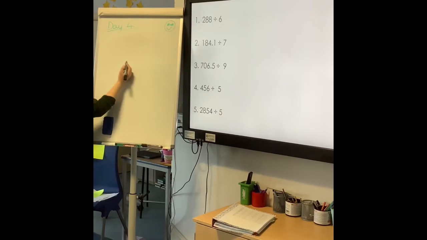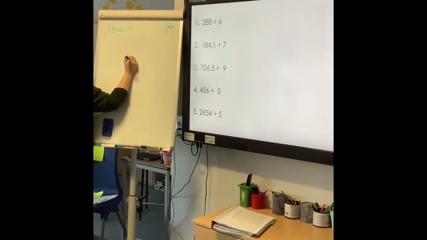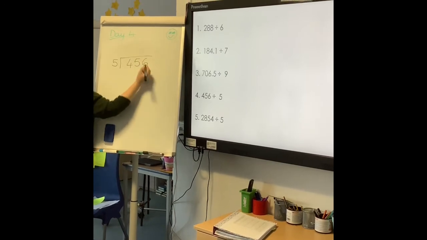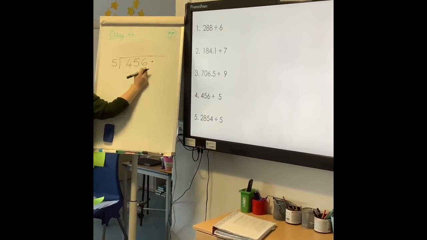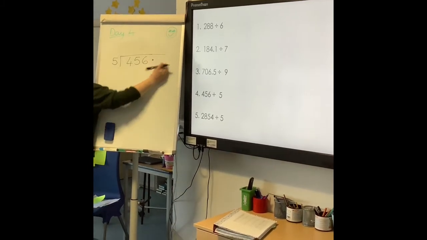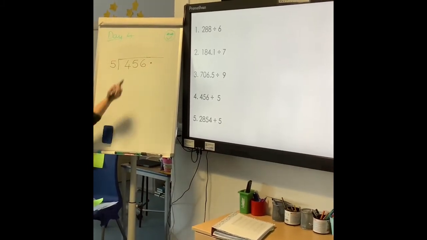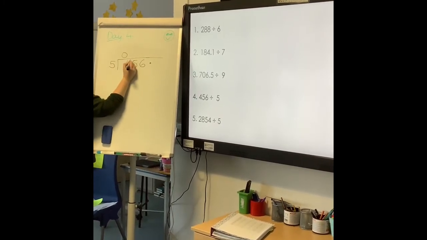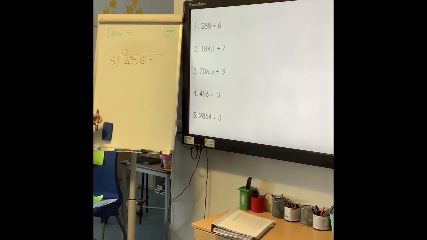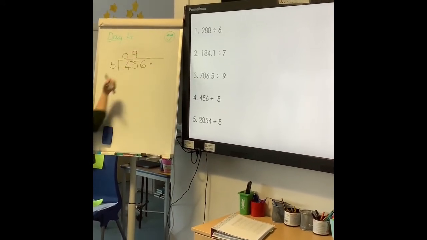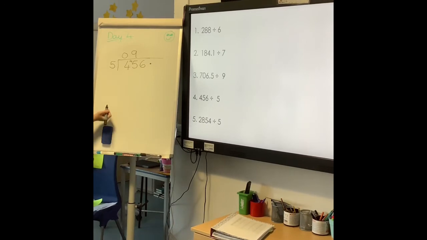Number 4, you've got 456 divided by 5. Hopefully with this one you noticed it doesn't end in a 5, so it isn't going to be perfectly divisible by 5. I've got space here ready, I know I'm going to need it. So I cannot share 4 into 5 equal groups. So that means I now have 45 tens. I can share that equally into 5 groups, that gives me 9 in a group, with none left over.